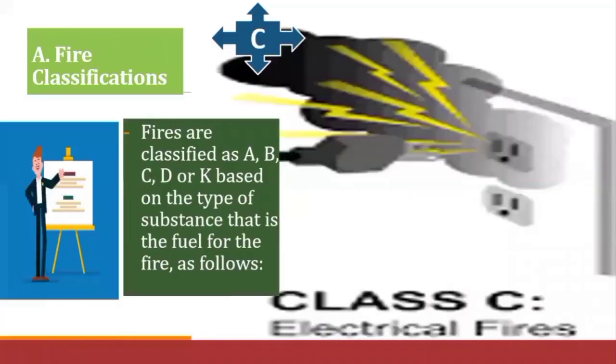Next fire classification is the Class C fire. When we say Class C fires, these are electrical fires. Electricity is more of a source of ignition than a fuel. However, fires in live electrical equipment are an additional hazard because it is hard to extinguish when you are dealing with Class C fires. You cannot make use of water, otherwise you will be electrocuted, because water is a good conductor where the electricity may flow.